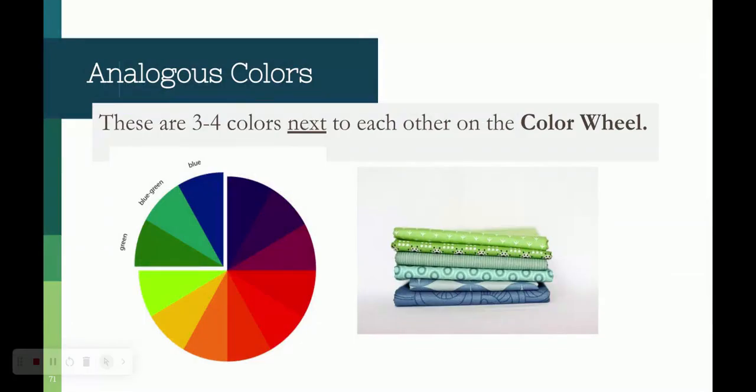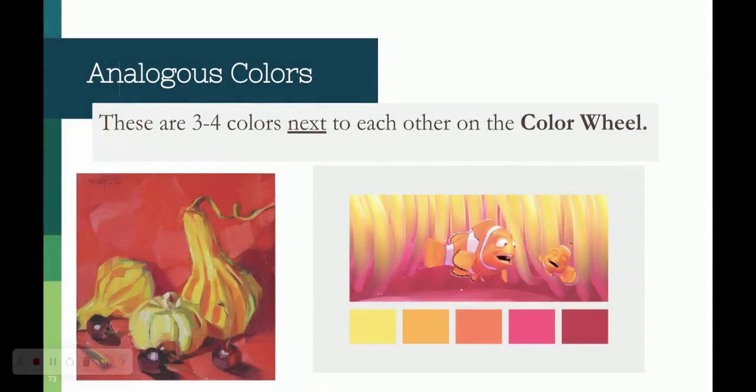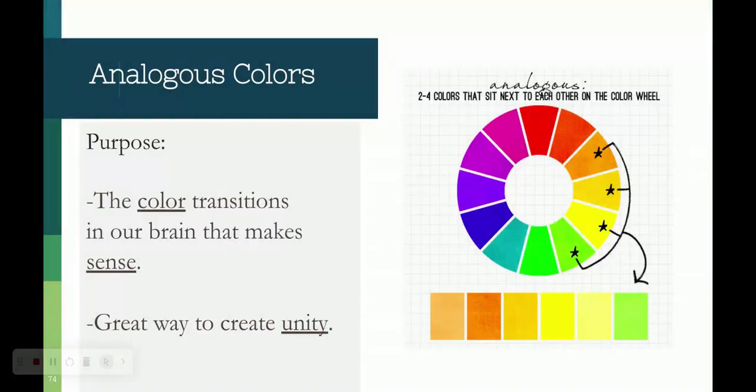Analogous colors. These are 3 to 4 colors next to each other on the color wheel. You see this a lot in clothing and in interior design and in movies as well. The purpose of analogous colors is the color transitions in our brain make sense, right? The colors are next to each other on the color wheel. It's a great way to create unity. There's just something similar between them.